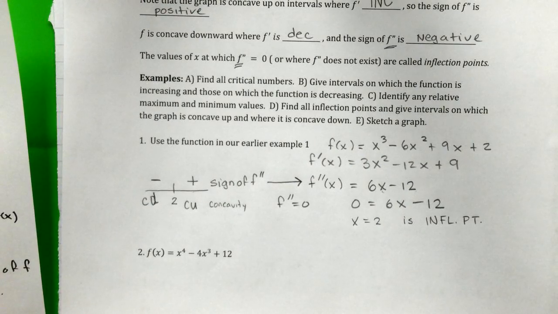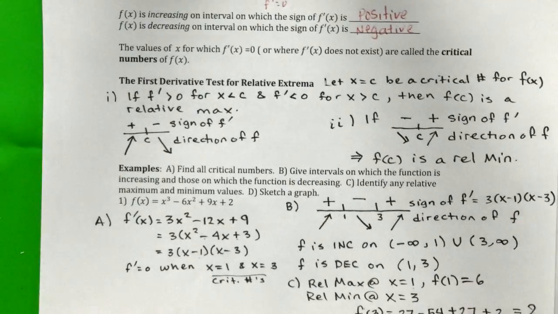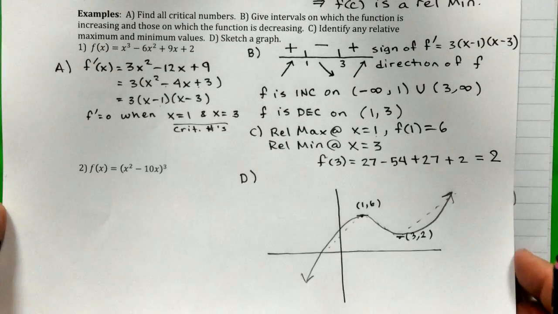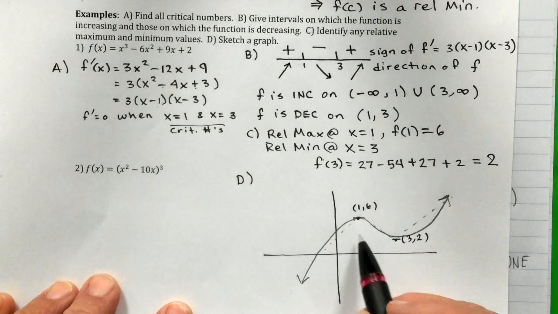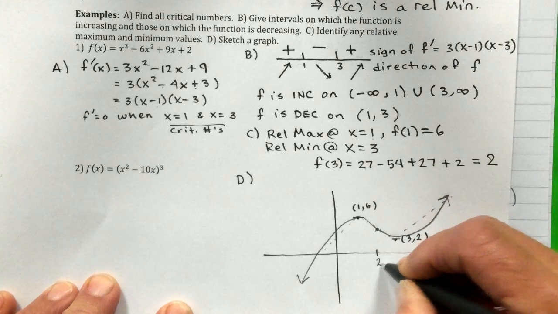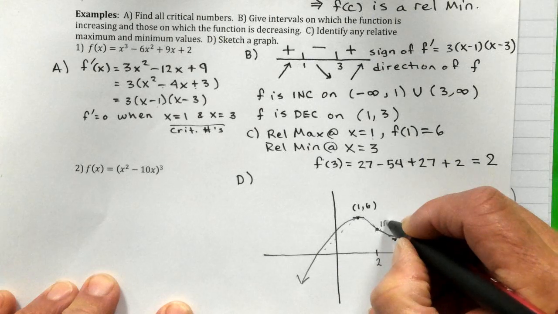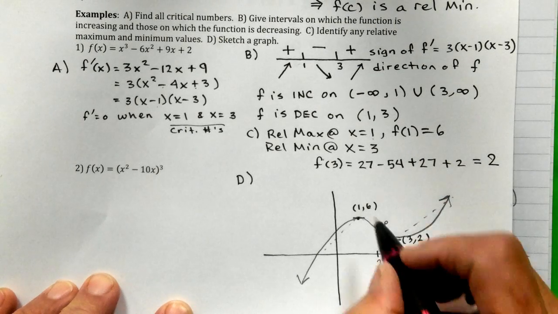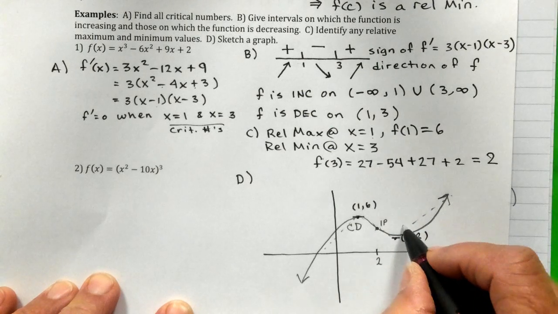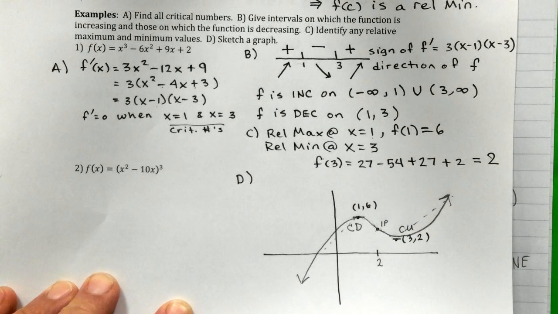So let's go back and look at that graph. Here's the graph we had. Our inflection point is going to be right in between these two at x is equal to 2. There's my point of inflection. Notice that the graph over here is concave down, and then it becomes concave up. Okay? So it didn't tell us anything new and exciting.